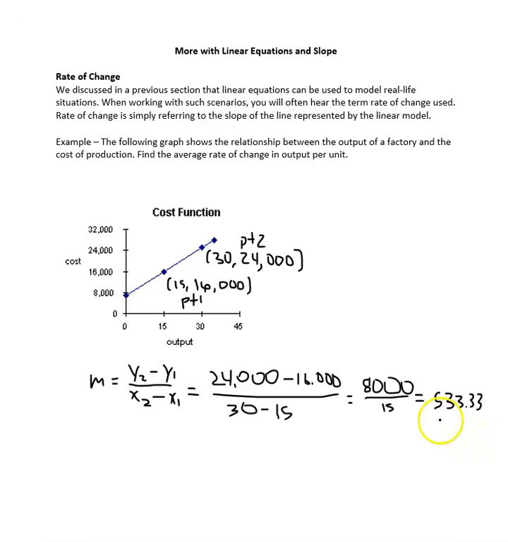And the beautiful thing about rate of change is that this actually means something. It tells me something about this real life scenario that I've got going on here. And what it tells me is that every unit that I produce as this factory, it costs $533.33.